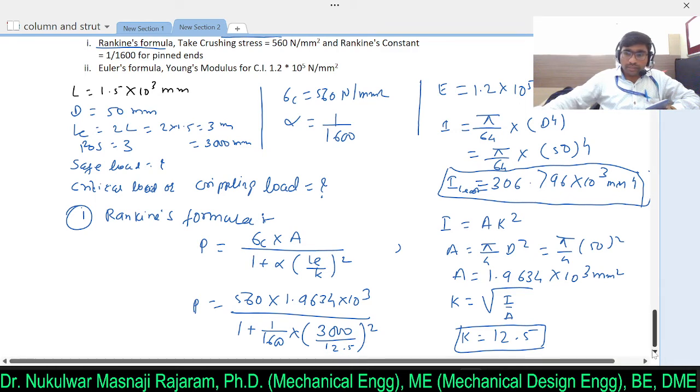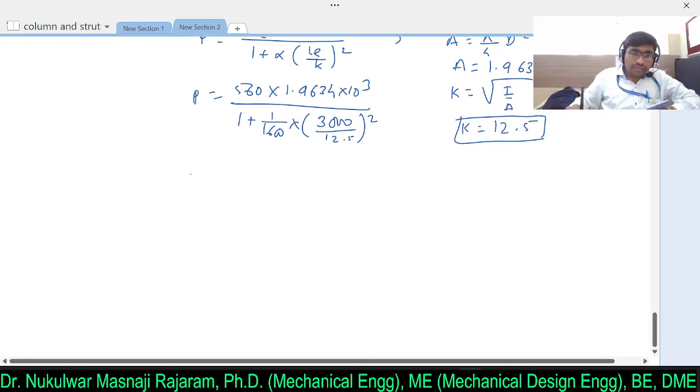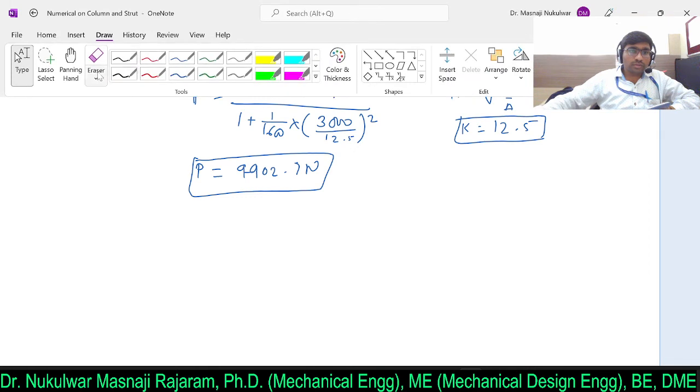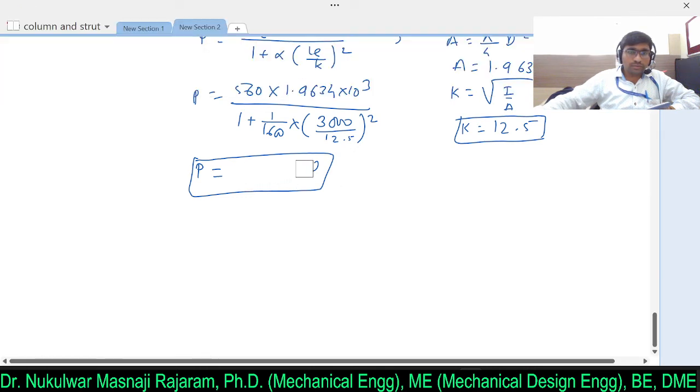If you calculate, then the critical load with the help of Rankine formula will be equal to 9902.7 Newton. Clear? Sorry, it is not that much. It will be equal to 29708.1 Newton. Clear? Now here we require to evaluate the safe load.